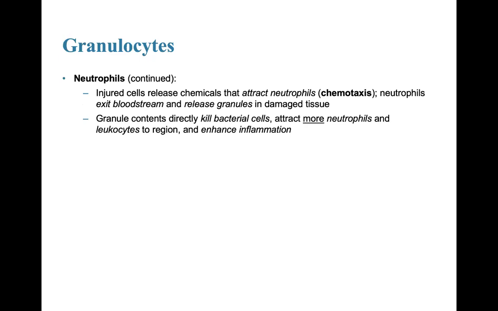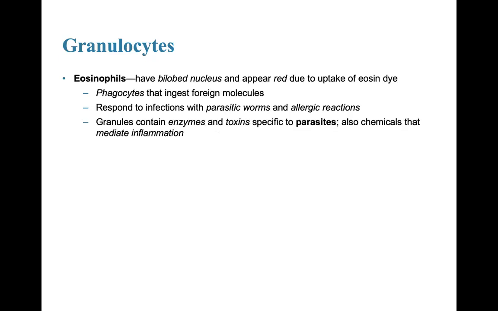With the neutrophils, injured cells actually release chemicals. So when you damage tissue, you release chemicals. And by chemotaxis, the neutrophils know where to exit the bloodstream and then release those granules into the damaged tissue. The granule contents will directly kill the bacterial cells and attract more neutrophils and leukocytes to the region. And this will overall have, as we get to the immune system, what we call an inflammatory response.